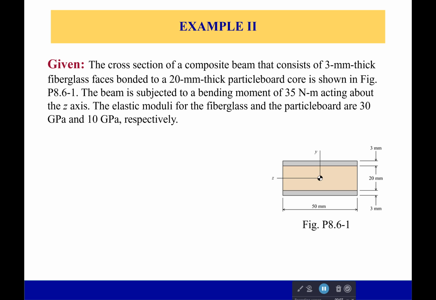Example 2 says the cross-section of a composite beam that consists of 3 millimeter thick fiberglass faces bonded to a 20 millimeter thick particle board core is shown in that figure. The beam is subjected to a bending moment of 35 newton meters acting about the z-axis, and the elastic moduli for the fiberglass and the particle board are 30 gigapascals and 10 gigapascals respectively.